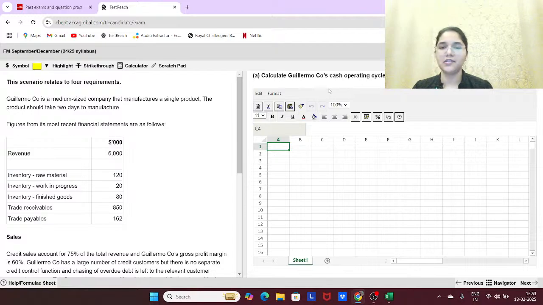So the very first requirement that you can see on your screen is that you have to calculate Guillermo company's cash operating cycle. Before I start discussing that, I would just like a quick confirmation. Am I clearly audible and visible, and is everything on the screen visible to you properly?